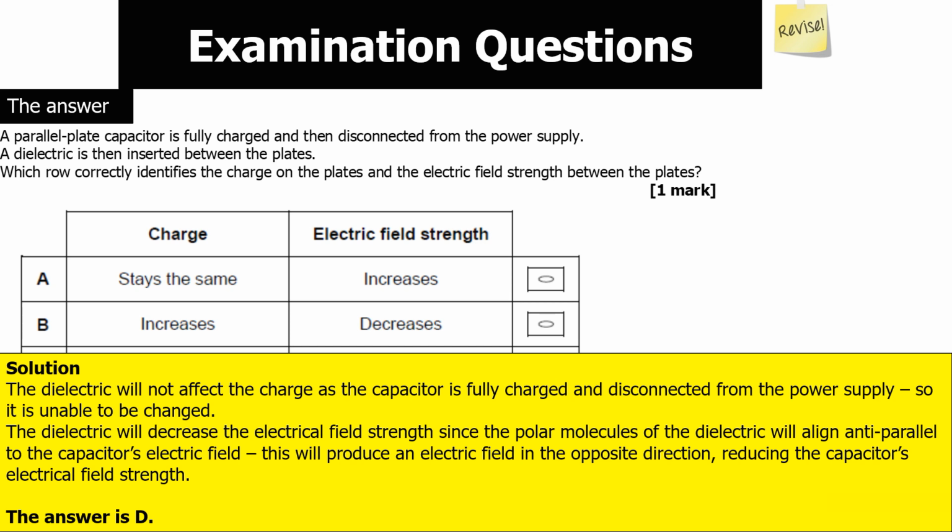Now the dielectric will decrease the electrical field strength since the polar molecules of the dielectric will align anti-parallel to the capacitor's electrical field. This will produce an electrical field in the opposite direction, reducing the capacitor's overall electrical field strength because it's a vector, so therefore our answer will be D.